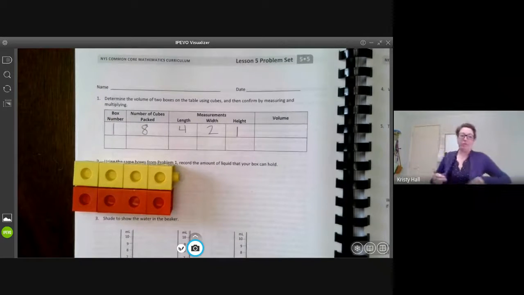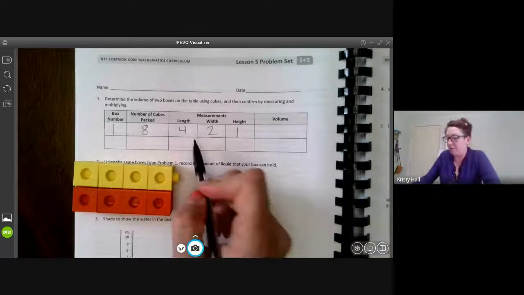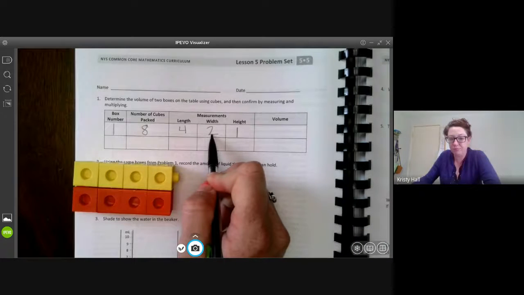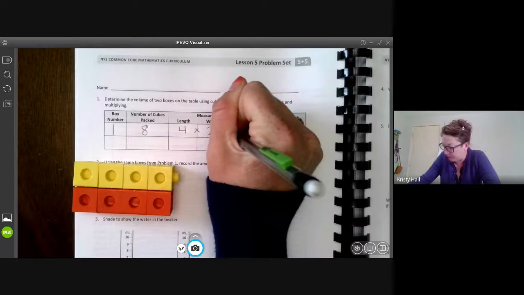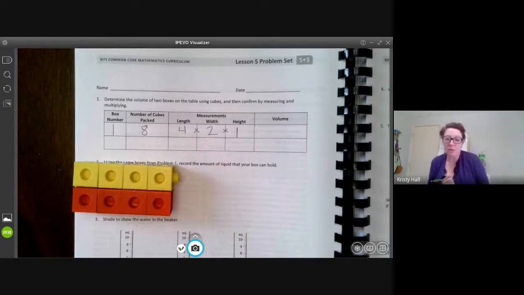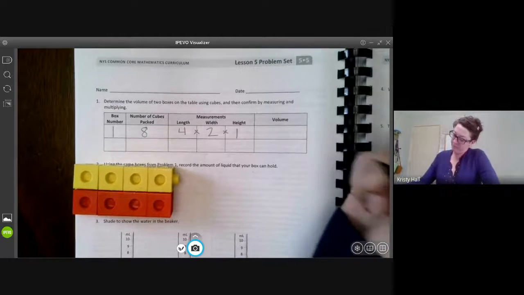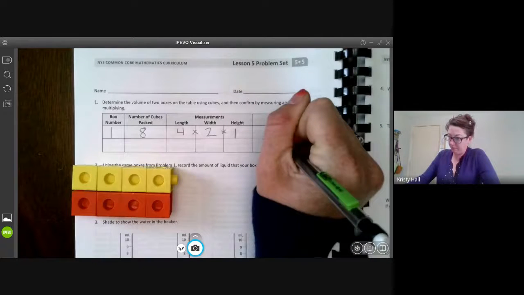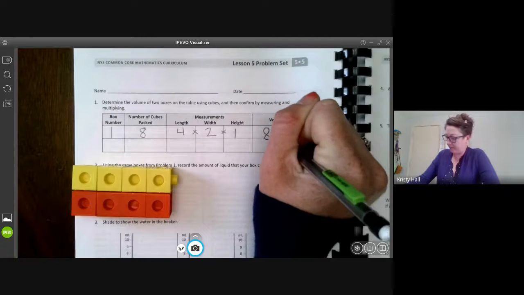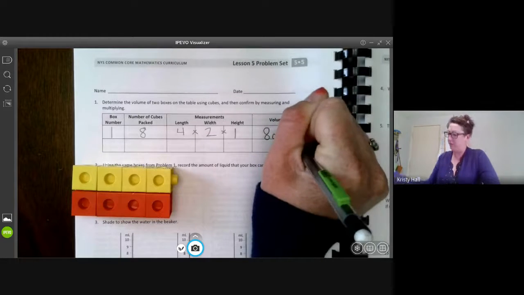So let's multiply to find the volume. 4 times 2. This is basically what we're doing here: I'm putting a multiplication sign between the length, the width, and the height. So what's 4 times 2? 8. Times 1. 8 times 1? 8, right. So we'll say we're using centimeters, so the volume is 8 cubic centimeters.